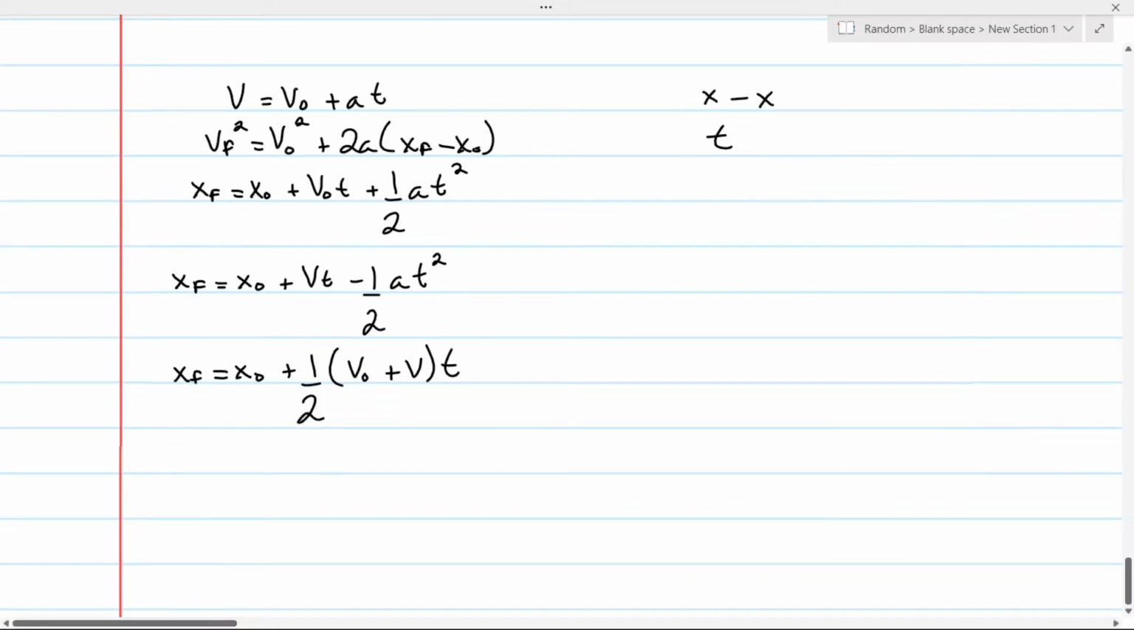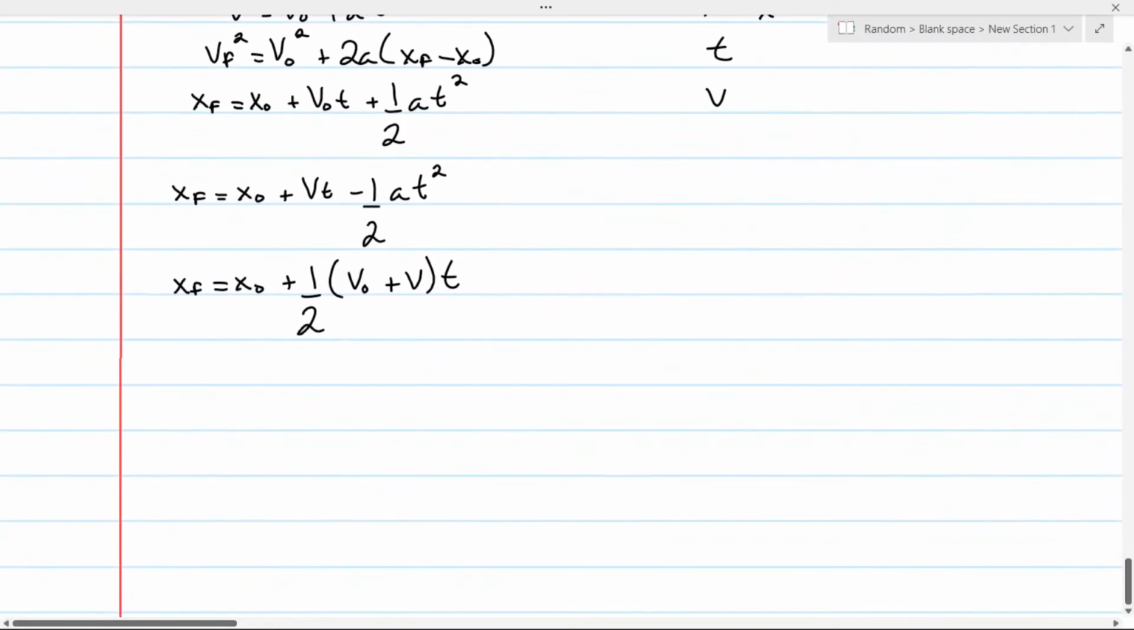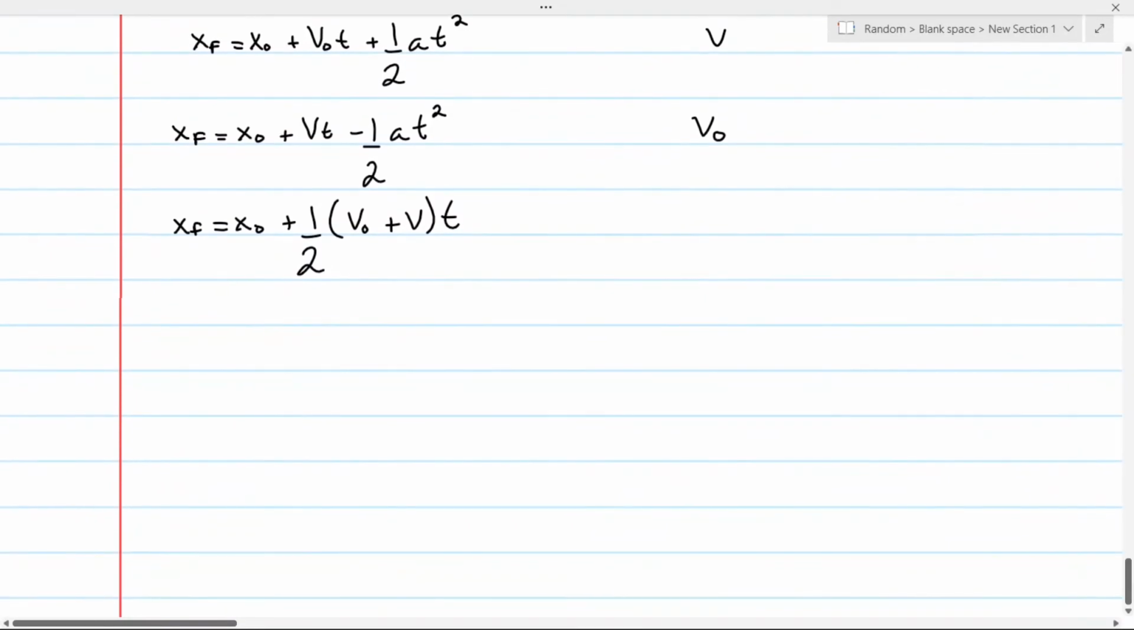The third equation is what you would use when you don't know the final velocity, but perhaps you know the other variables, like the initial velocity or the time. The fourth equation has a velocity, but it does not have your initial velocity. So if that variable is unknown, this is an equation you might use. And lastly, if you do not know the acceleration, you could use this equation.